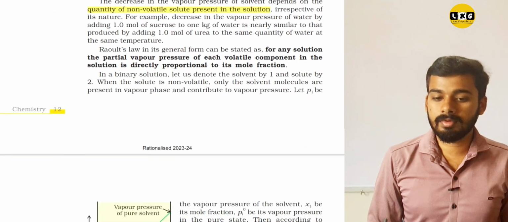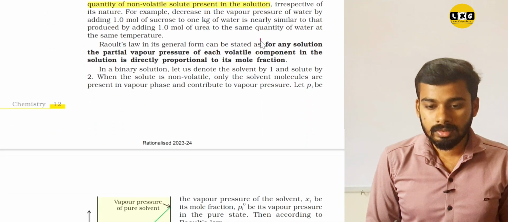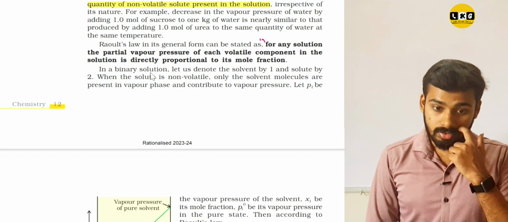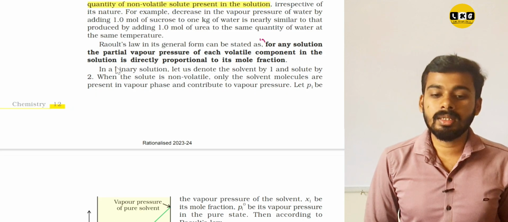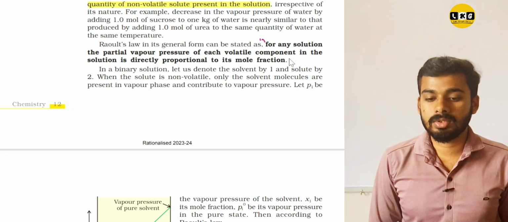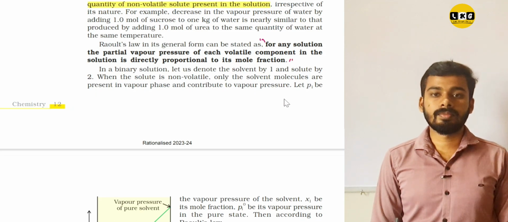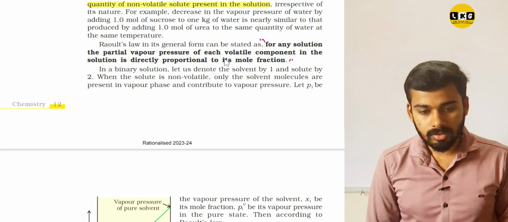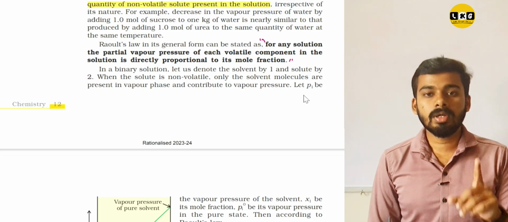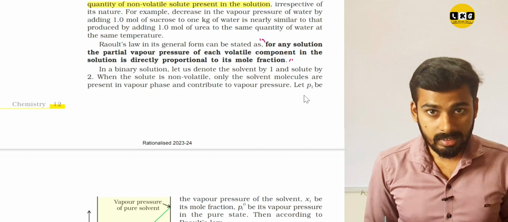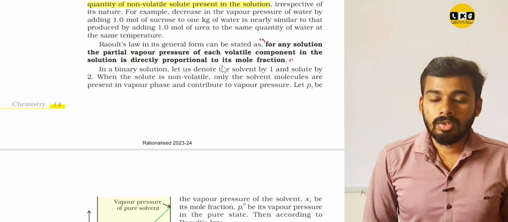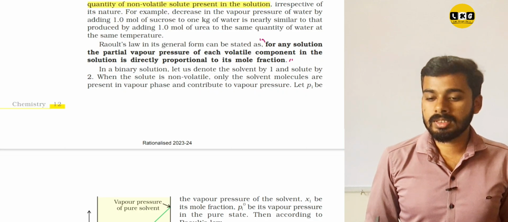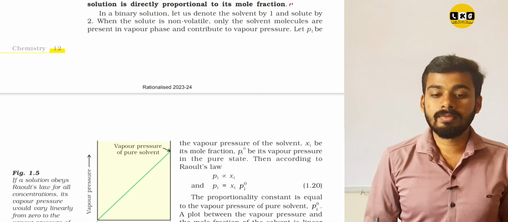Raoult's law in general form can be stated as: for any solution, the partial vapor pressure of each volatile component in a solution is directly proportional to its mole fraction. That is the reason for any solution, the partial vapor pressure of each volatile component is directly proportional to its mole fraction. This is the simplified version of Raoult's law.